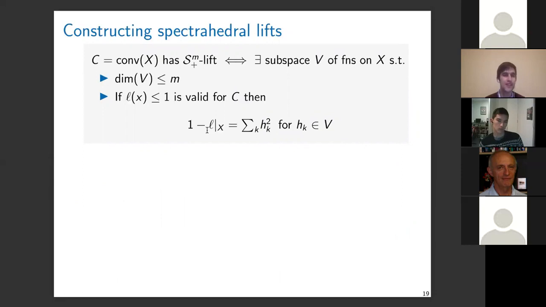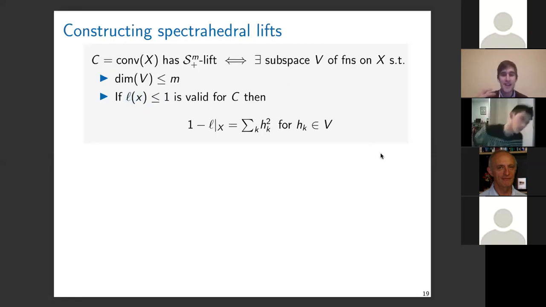What this says is that if you have some set and you're interested in the convex hull of that set, you're interested in giving a spectrahedral lift of the convex hull of some set X, okay? That this has a spectrahedral lift if and only if you can write any valid inequality essentially as a sum of squares. And what do I mean by this? Let me say a little bit more slowly. What I mean is that I should be able to find an m-dimensional subspace of functions on these points X, which we often think of as the extreme points of our set, such that any linear inequality that should be true for this set, so any linear inequality from the polar, if I restrict to my set X, is a sum of squares of functions from this subspace.